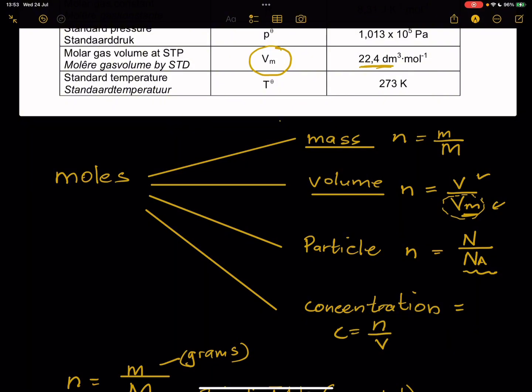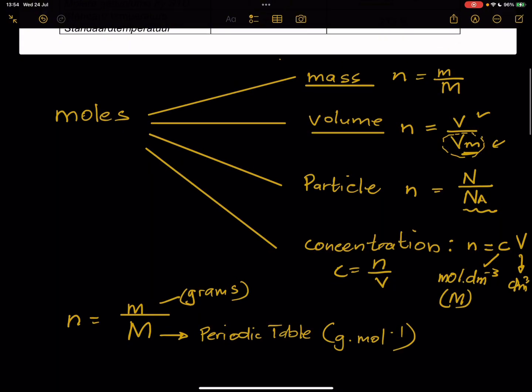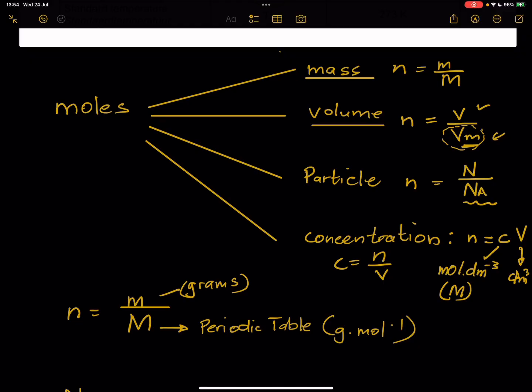But if we want to find out what the number of moles is given concentration, we'll simply say number of moles is concentration times volume. Note that concentration is used in moles per cubic decimeter. Of course, if you're following the American curriculum, we use molar there. The volume is given to us in cubic decimeters, so if it's in cubic centimeters, we need to convert it to cubic decimeters. But we'll treat that as we go along.